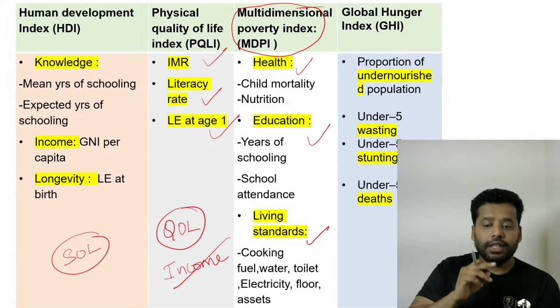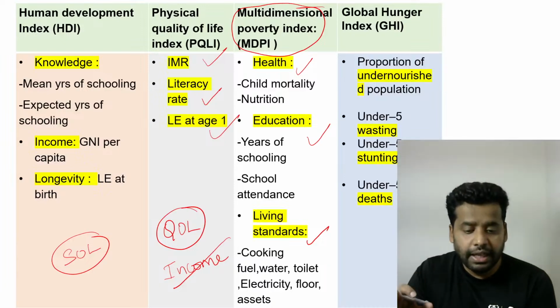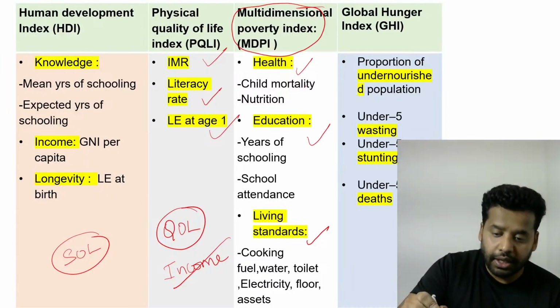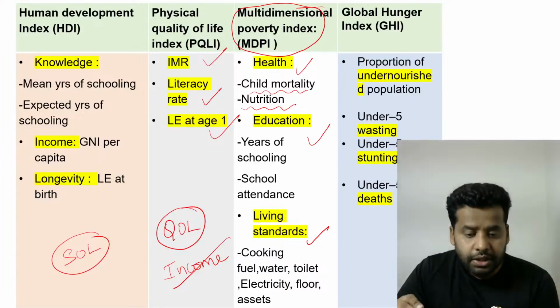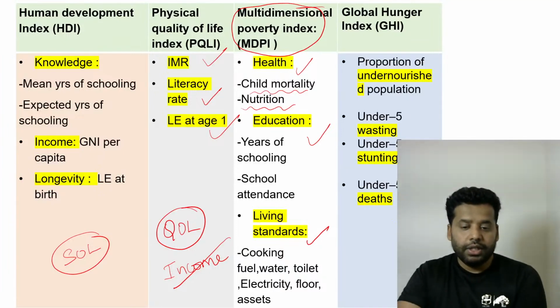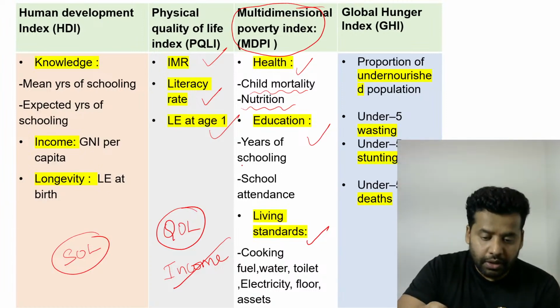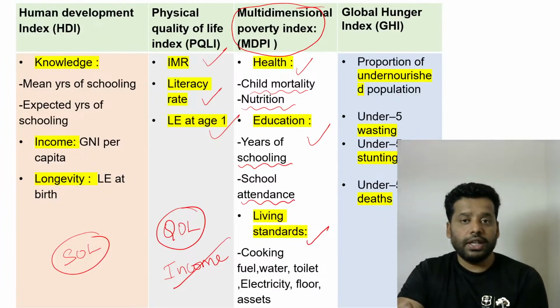What is H in this? Health. What is E? Education. What is L? Living standards. So what are the two things we consider in health? Child mortality and nutritional status. What is considered under education? Years of schooling and school attendance rate. Remember these words. Years of schooling and school attendance rate.